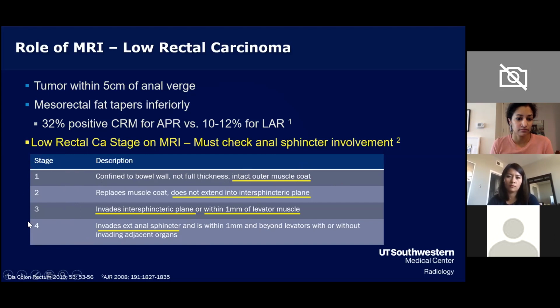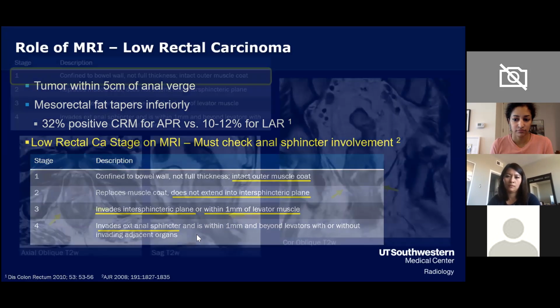So instead of actually giving it a stage 1, 2, 3, 4 as was proposed by the Mercury trial, we basically talk about if it's involving layers of the sphincter complex or not. And as you can see here, you're comparing it to the muscle coat of the internal anal sphincter, and then the intersphincteric plane, and then talking about how close it is to the actual levator muscles and external sphincter. And let me show you an example here.